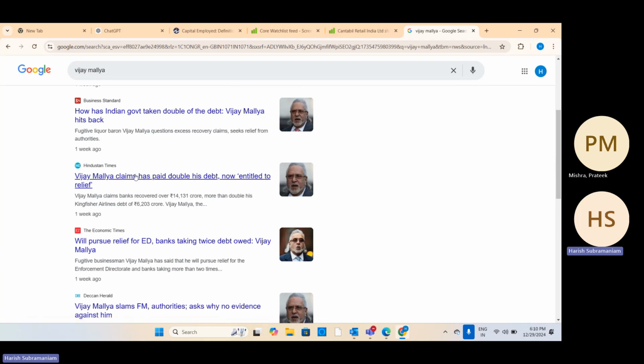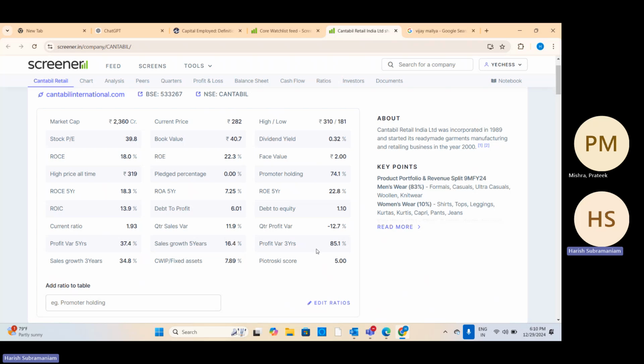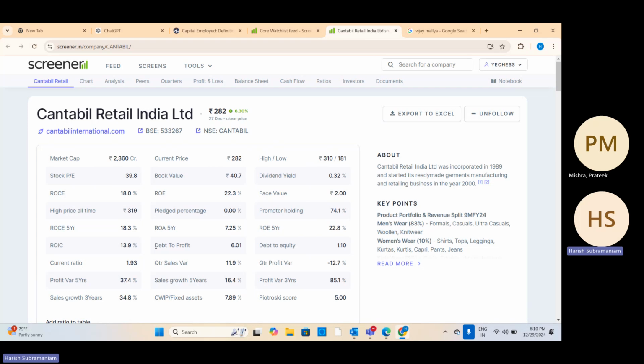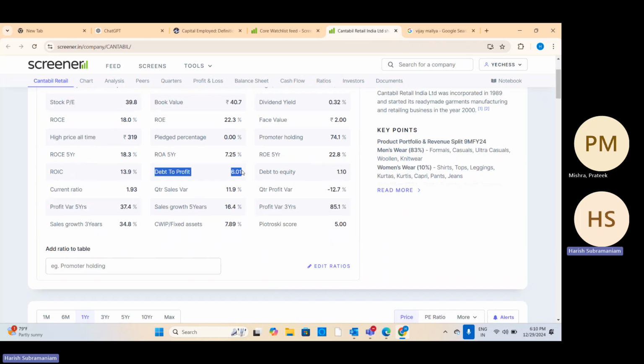So one of the first things that we look at in any company is that the company should be financially liquid. It should be able to meet its debts, and it should not sink. So the typical things we look at are debt to profit, debt to equity, and current ratio. There is also one more ratio called the quick ratio. We can't look at all of them, but what I look at is the current ratio. Typically these three ratios.